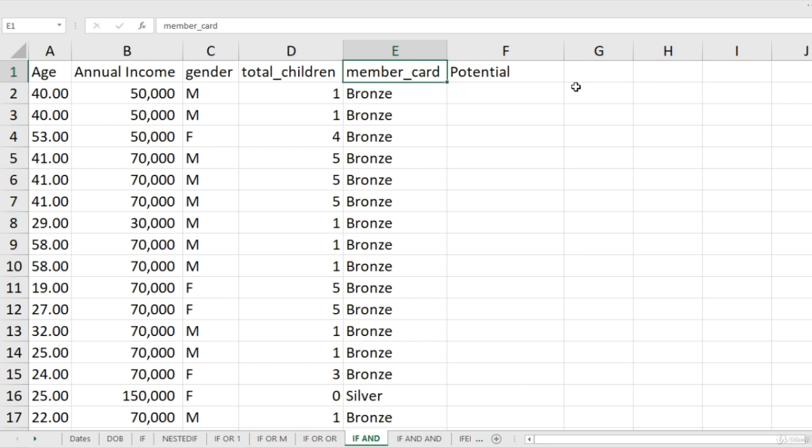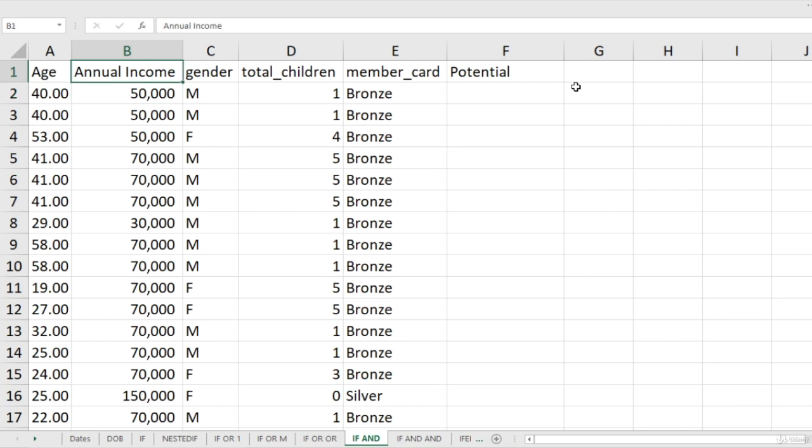And the scenario is: if the age of the customer is less than 30 and their annual income is higher than $60,000, we would classify them as high potential customers. Otherwise, we will classify them as low potential customers. So in the last lectures, we were doing OR statements, where if any of the conditions meets. But here, you have to meet two conditions at the same time. The age should be less than 30 and the annual income should be higher than $60,000.